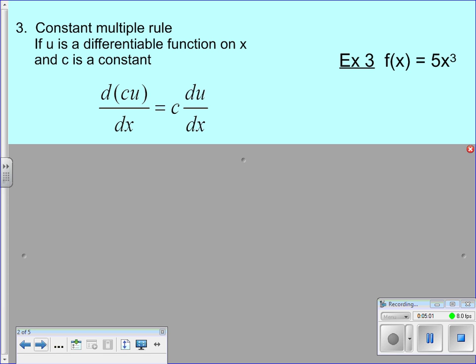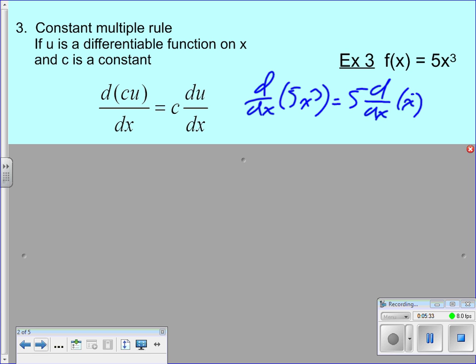The derivative of a constant times a function of x is the constant times the derivative. Okay, so for example, f of x is 5x cubed. The derivative with respect to x of 5x cubed is 5 times the derivative of x cubed.